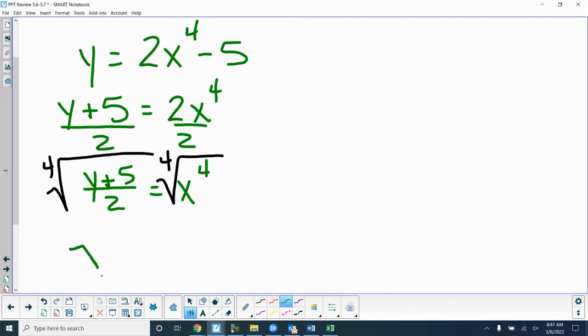So the answer is that whole fraction under the 4th root symbol.